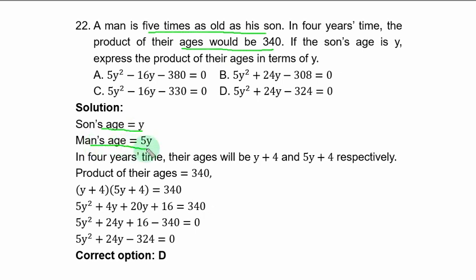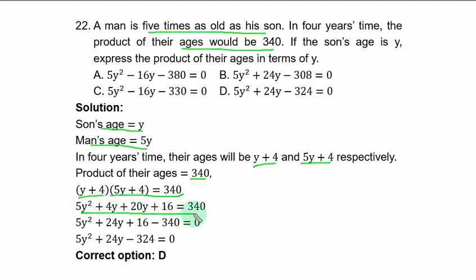In 4 years' time, that means 4 will be added to their ages. So you have y plus 4 and 5y plus 4 respectively. In that time, the product of their ages is 340. That is y plus 4 times 5y plus 4 equal to 340. If you expand the left hand side, you have this result equal to 340.